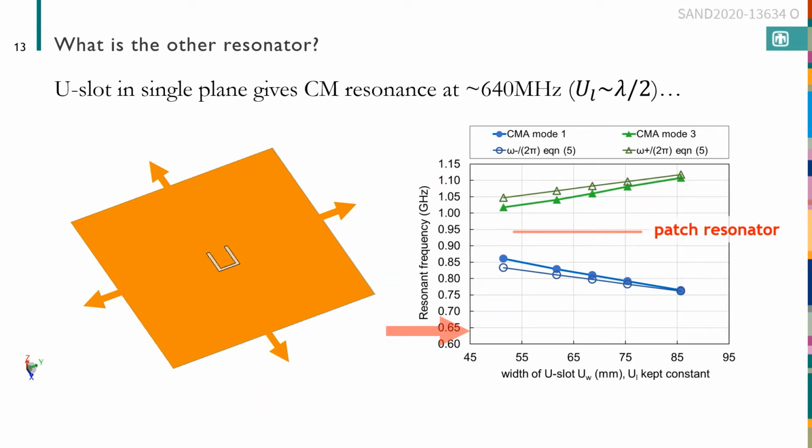That having been said, it's a lot easier to take the slot out of the patch than it is to take the patch out of the slot. And so a lot of people have just taken that U-slot shape and put it in an infinite ground plane. You calculate the resonant frequency, which is approximately lambda over 2, and you come up with 640 megahertz. And that's way too low to make any sense within the context of coupled mode theory. So we've got to keep looking.